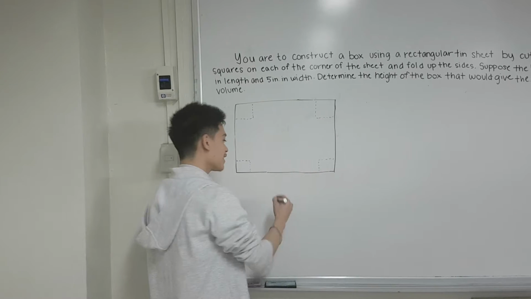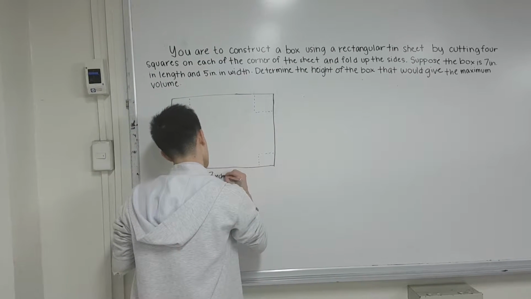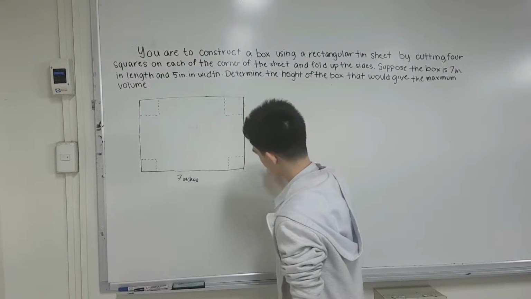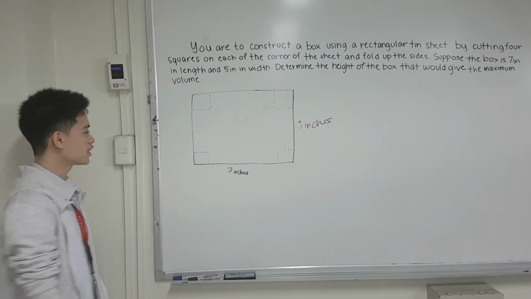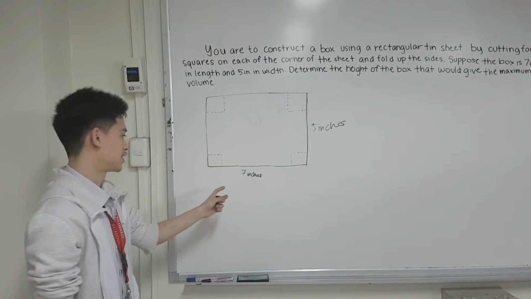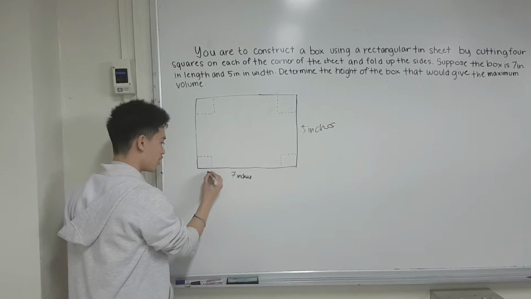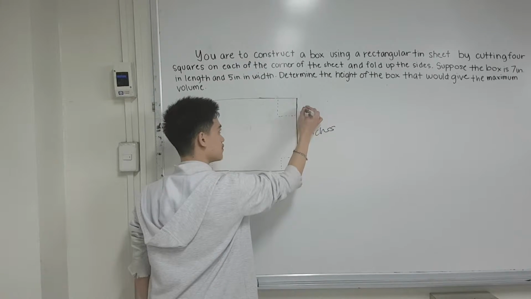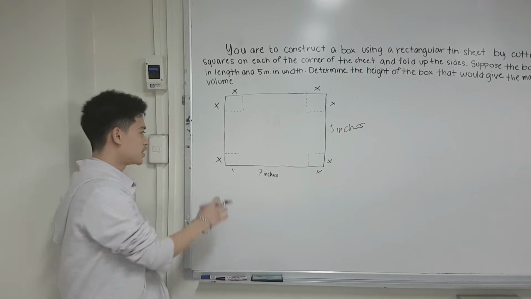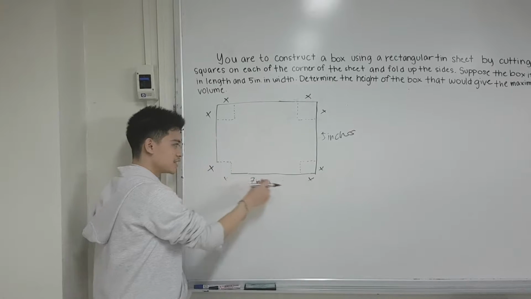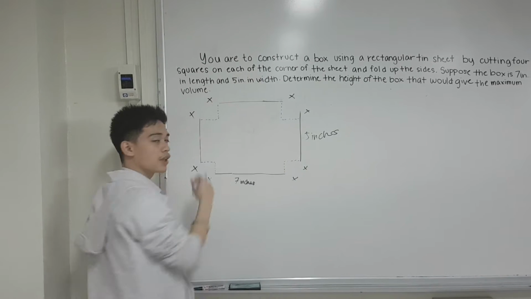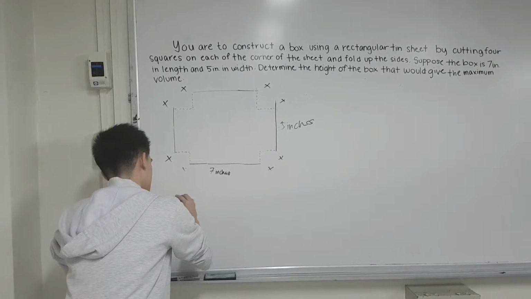So given we have a length of 7 inches and a width of 5 inches. However, in order to solve this problem, we have to remember that each of these cut portions of the corner represents the length of this rectangle. So we have to cut them out and consider them as all x's. There. Now, once we've cut these out and fold up the box, it would look similar to something like this.